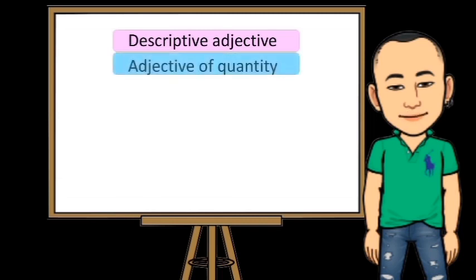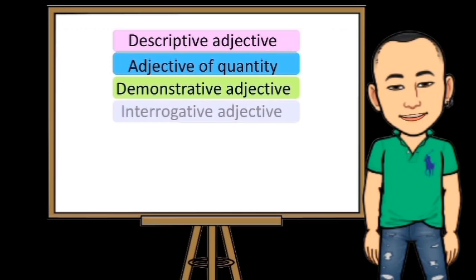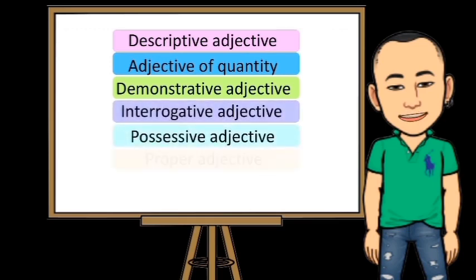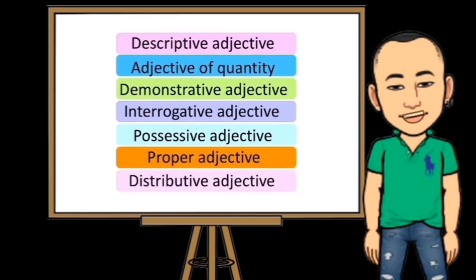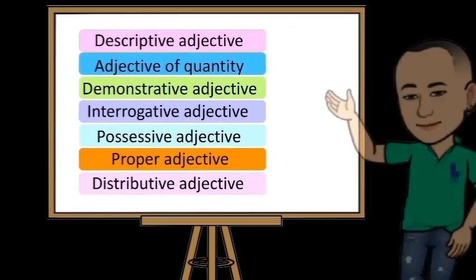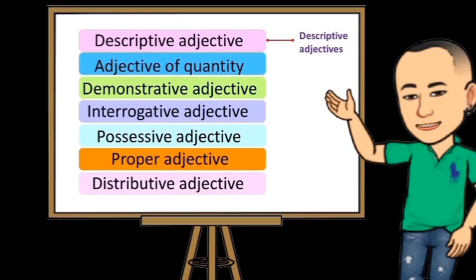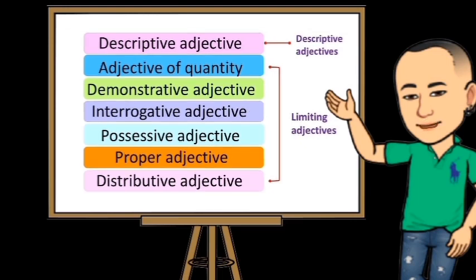There are 7 types of adjectives: descriptive adjective, adjective of quantity, demonstrative adjective, interrogative adjective, possessive adjective, proper adjective, distributive adjective. So we can split this into descriptive adjectives and limiting adjectives.